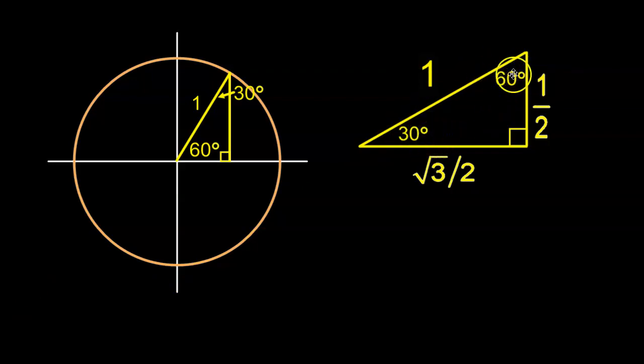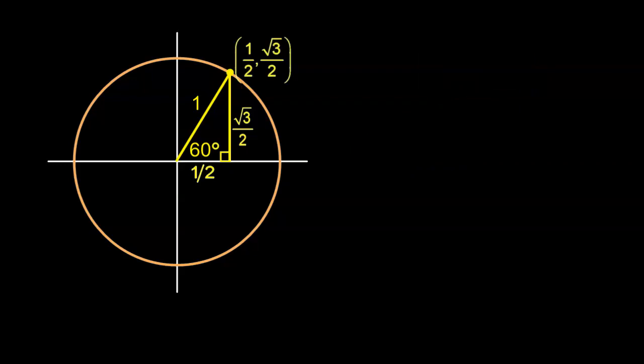So I've already seen a 30, 60, 90-degree triangle, and the dimensions were 1, root 3 over 2, and half. This is the same triangle, it's just oriented with a reference angle of 60, but I can easily put the corresponding dimensions on this triangle. Okay, so that's pretty straightforward. Now I've got the base and the height at half comma root 3 over 2.